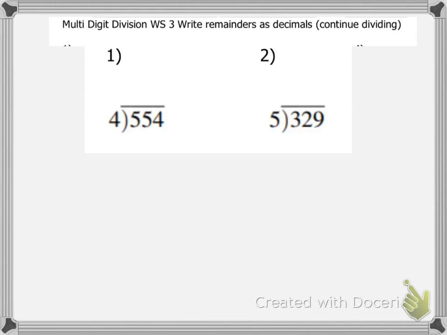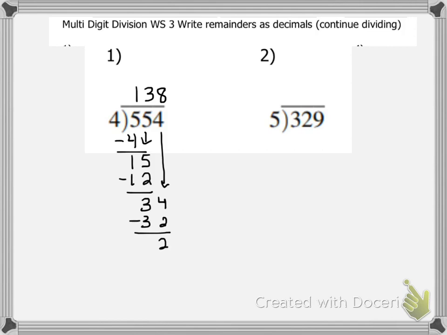So I'm going to make one group of 4 out of the 5. And when we subtract, we get a difference of 1. I'm going to bring the 5 down to make that 1 into a 15. 4 goes into 15 3 times. That's 12. When we subtract, we have a difference of 3. I'm going to bring the 4 down to make that 3 into a 34. And 4 goes into 34 8 times. 8 times 4 is 32. All right, we have a difference of 2 here.